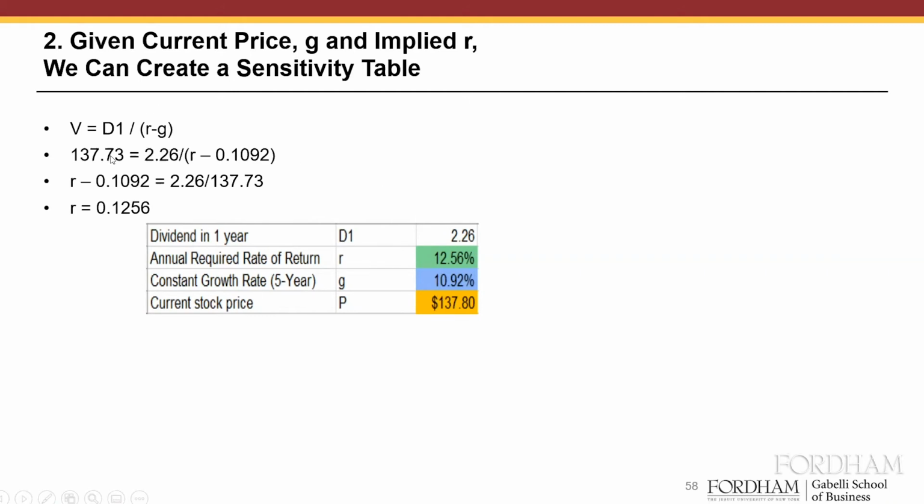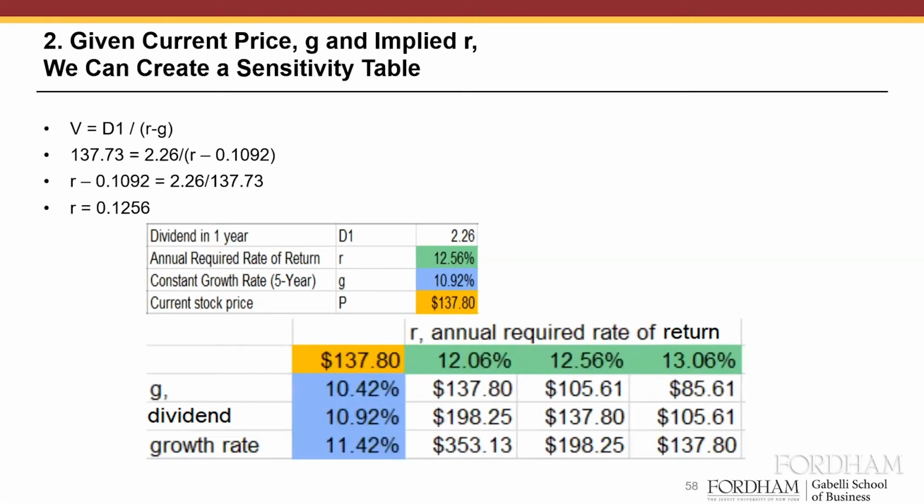So using a simple Excel spreadsheet, we put in this formula and the numbers. We get our required rate of return, the implied return, as 12.56, right? The implied discount rate at 12.56. And from this, we can then create a very simple sensitivity table, right?